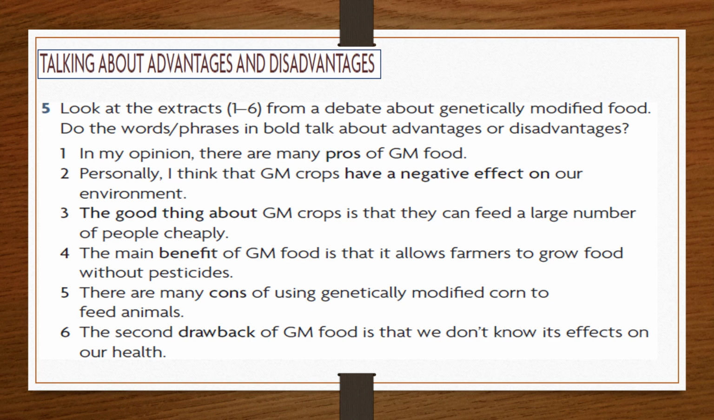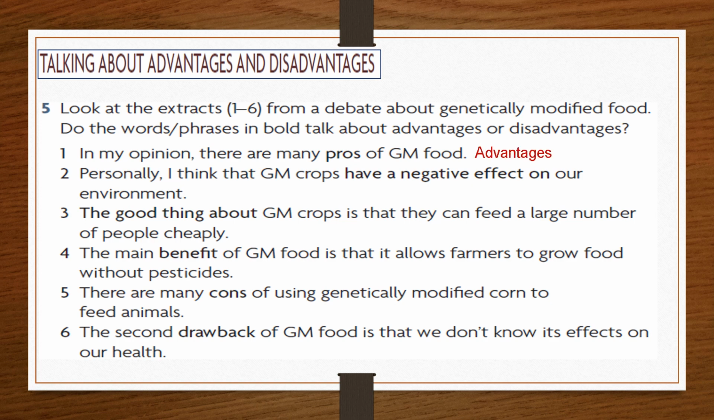In question number 5, we are going to look at extracts, questions 1 to 6, from a debate about genetically modified food. Do the words or phrases in bold talk about advantages or disadvantages? Let's go through them together one by one. In my opinion, there are many pros of genetically modified food. Pros means advantage. Cons means disadvantages.